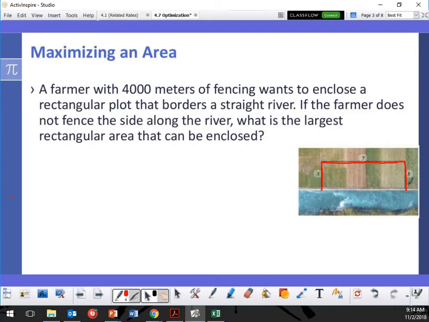Okay, if I'm talking about a fence, what values am I talking about? Perimeter, right? So I know my perimeter formula for this one would be two sides plus one. 400 meters equals 2x plus y. We're trying to maximize the area, right? So what would the area be? x times y.